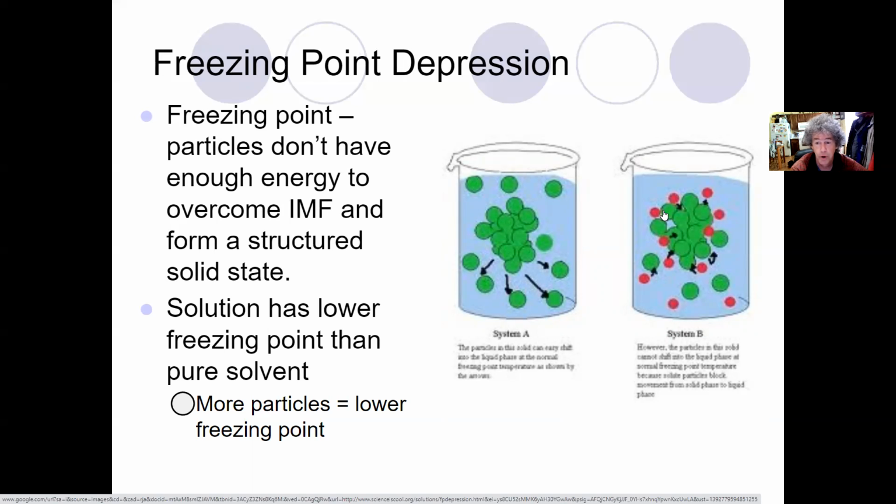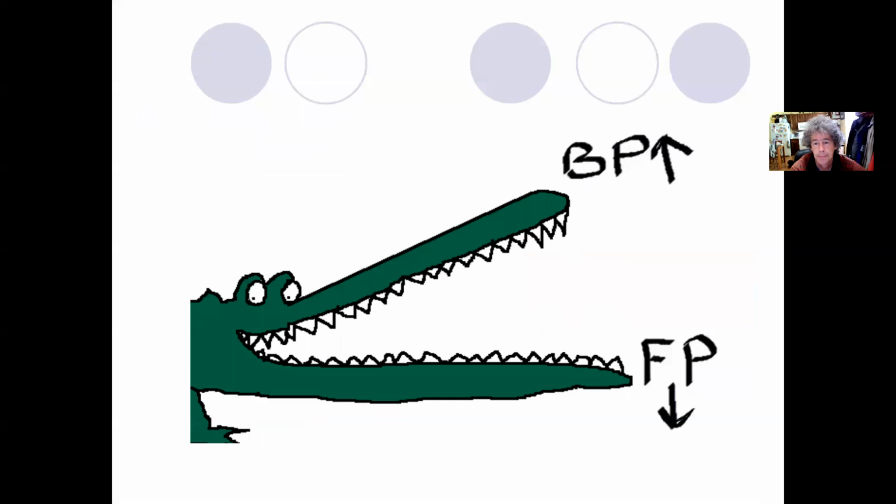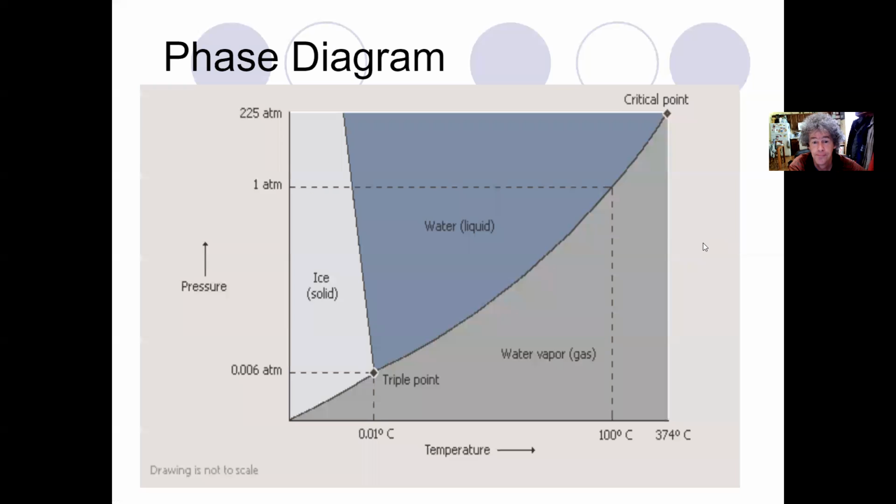If it's boiling, you actually have to get to a higher temperature to boil. If it's freezing, you actually have to lower the temperature, cooler, for substances to freeze. So you can remember this with the gator. When gators open their mouth, it goes like this. So the boiling point goes up and the freezing point goes down because of impure substances such as salt water.